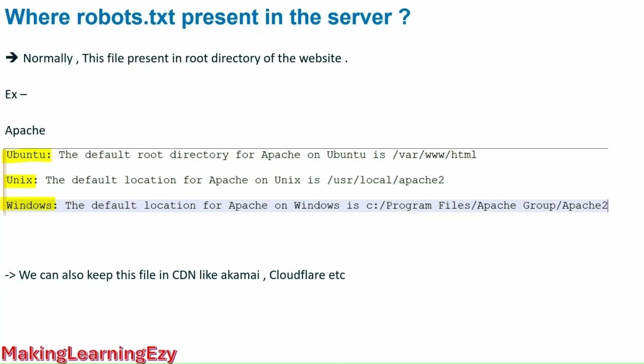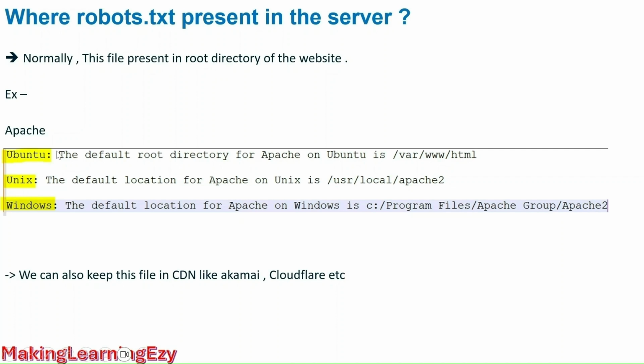Now let's see where robots.txt is present on the server. Normally this file is present in the root directory of the website. The path of the root directory varies from server to server, meaning it depends on which server you are using. I have taken the example of the Apache web server. I have attached one screenshot here which shows the default root directory of the Apache web server on different platforms, meaning different operating systems.